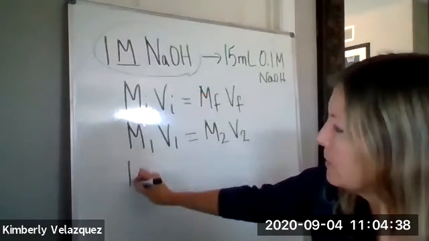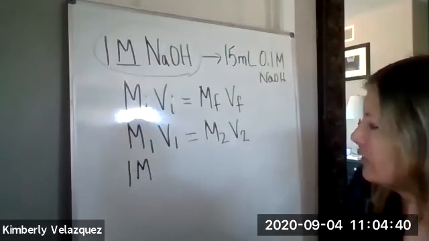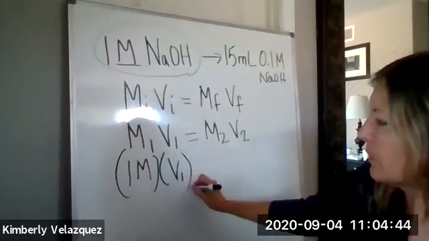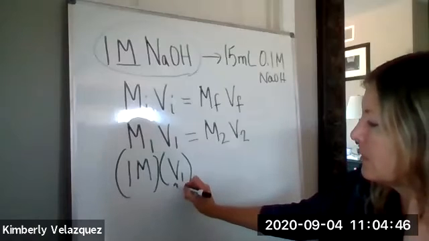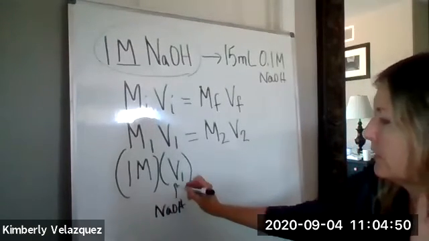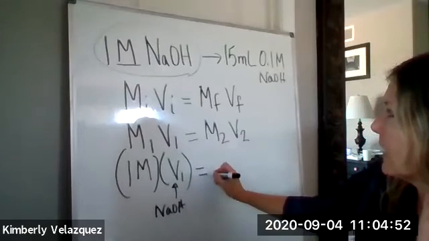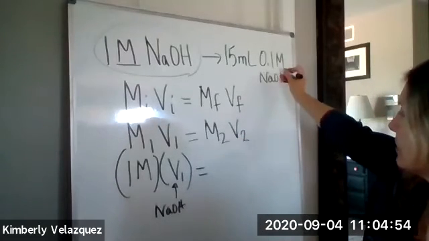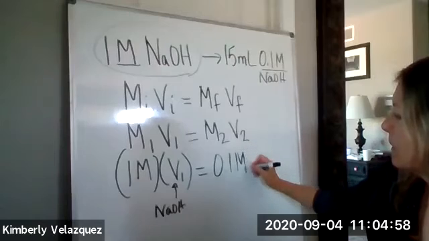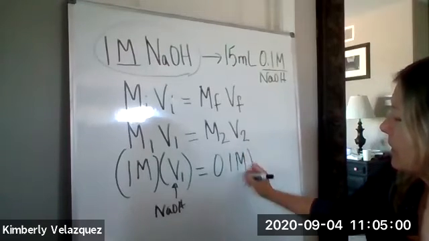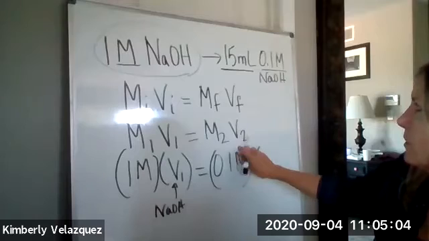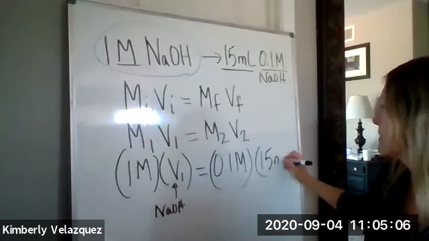So we're going to put 1 molar here times volume 1. That's what we're actually solving for. And this is going to be the volume of sodium hydroxide, not water. You'll see that in a minute. Equals molarity 2. This is our molarity 2. Times volume 2, so 15 milliliters.